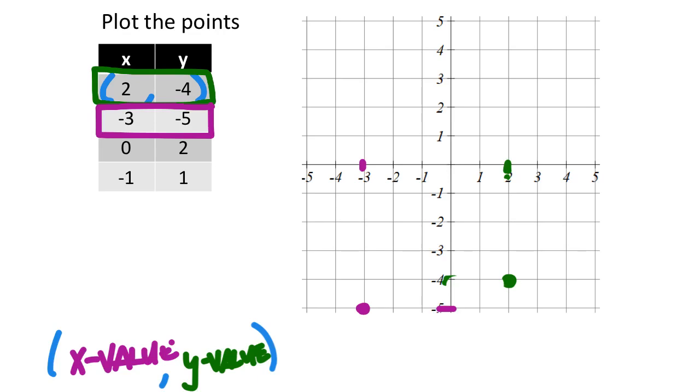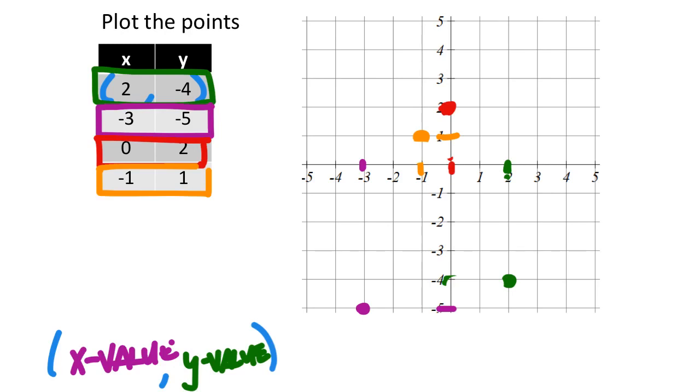Now 0, 2. So I find 0 on my x number line right here, 2 on my y number line right here, and again, they're just going to come together right on the y-axis. So we get that red point right there. And finally, negative 1, 1. So I find x is negative 1, y is 1. We just bring those together, and we get this point in orange there.